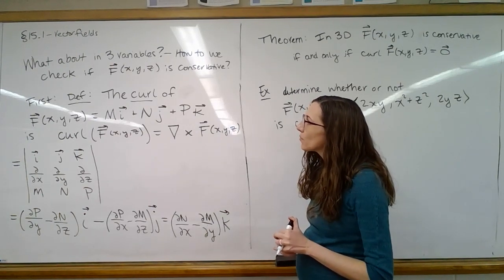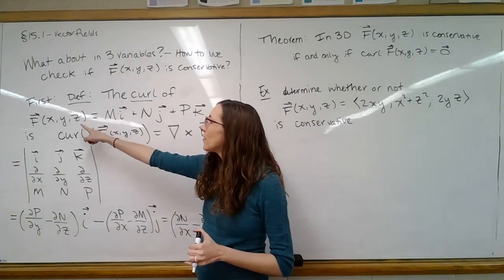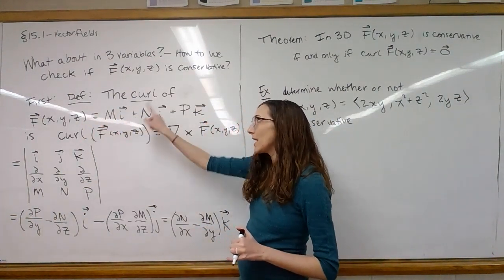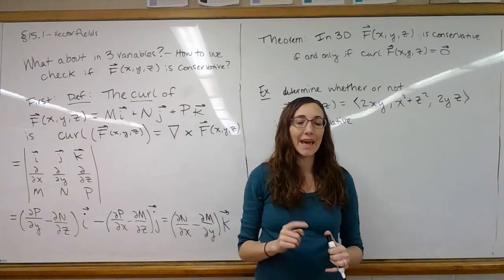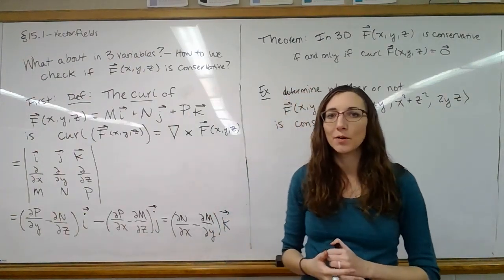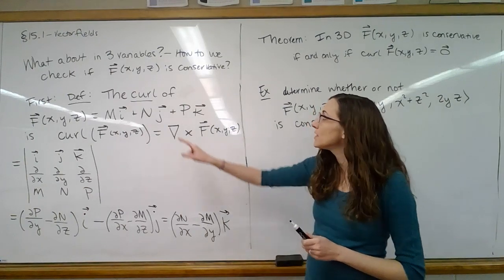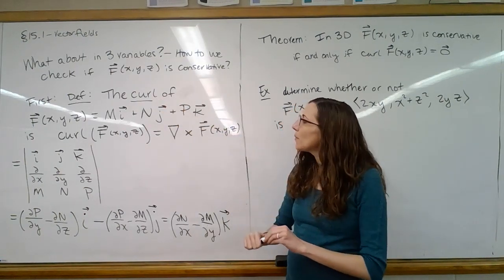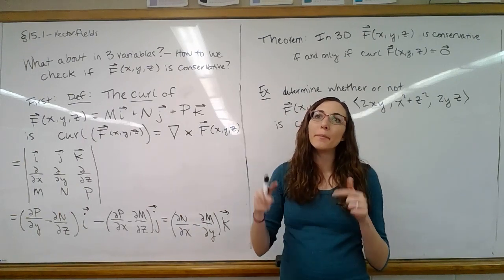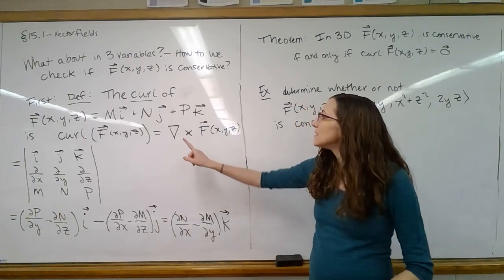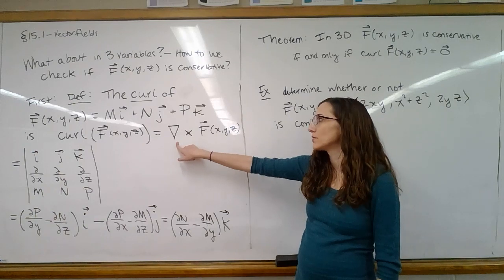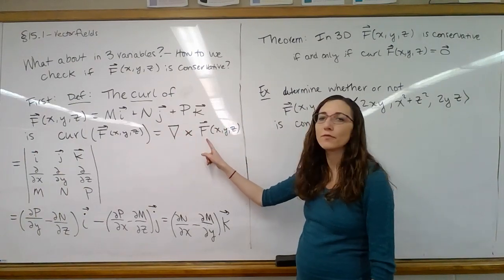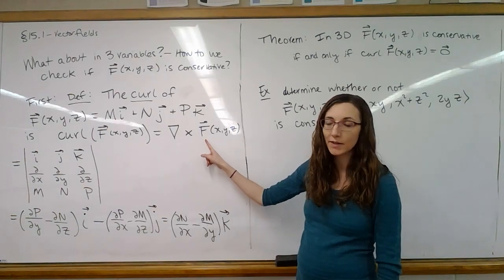So let's say that we've got a vector valued function f of x, y, z. That's Mi plus Nj, and now plus Pk. So we have an extra k component, that z component. We're going to define the curl of this function. A common notation to help you remember the definition is we use that del that was from the gradient, and we're going to cross it with that vector field f, with that vector valued function.